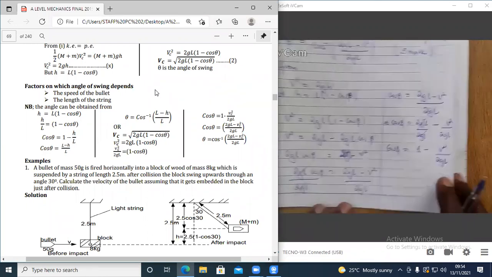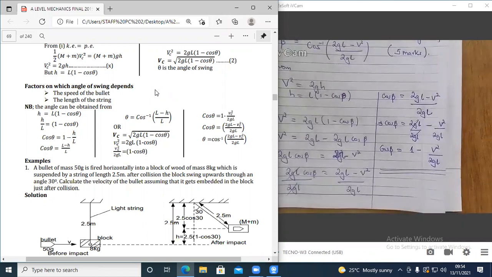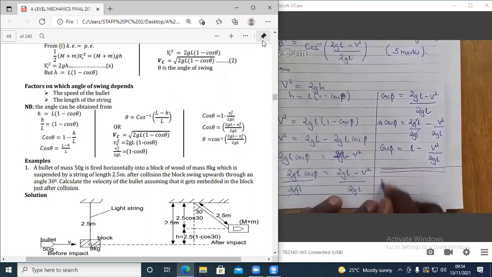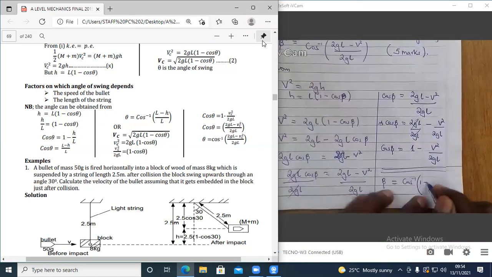I think that, members. Okay? Yes, that's how you should approach that question here. So to get beta, you know what to do. You just get the arccos of that. So beta is equal to arccos of 1 minus v squared over 2gL.